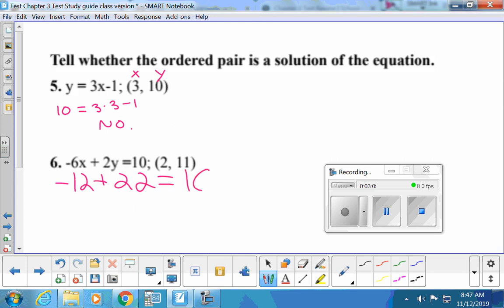Equals 10. So. No. But wait a minute, I think it does equal 10. So -12 plus 22 is 10. So write a yes. See, I did not look at that. Okay, write a yes. And then we're good.